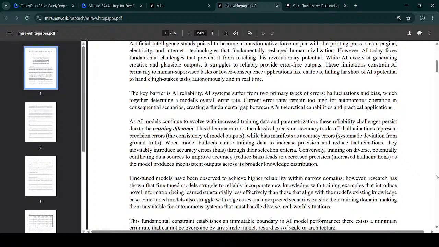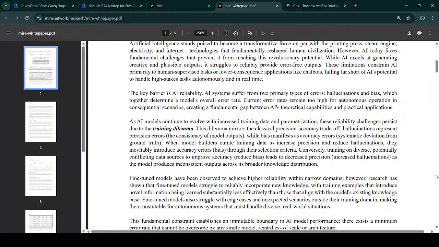So the key barrier is AI reliability. AI systems suffer from two primary types of errors, hallucinations and bias, which together determine a model's overall error rate. Current error rates remain too high for autonomous operation in high-consequence scenarios, creating a fundamental gap between AI's theoretical capabilities and practical application, guys. As AI models continue to evolve and increase in training data, the reliability challenge persists due to the training dilemma.